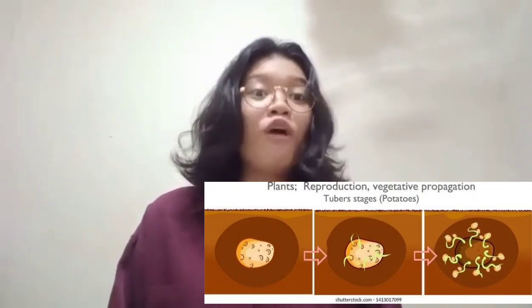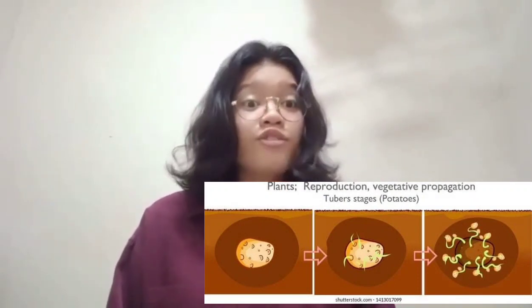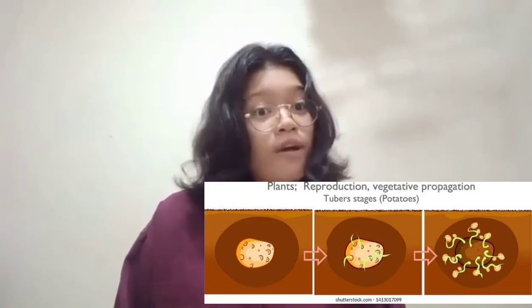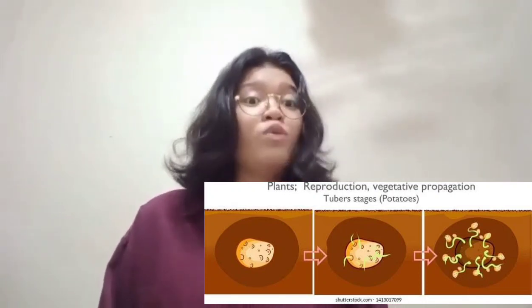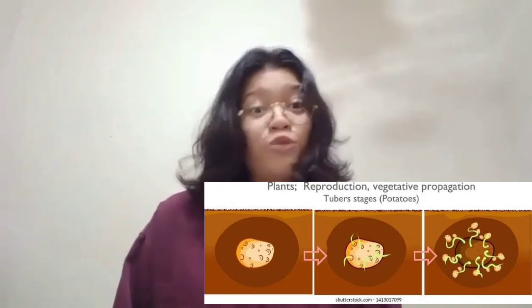It actually happens in one of our favorite vegetables, the potato. It is an example of a tuber and it grows underground, and the parent plant has small nodes called eyes, and that's where the new offspring will sprout. And that's when we will have different dishes of potato.